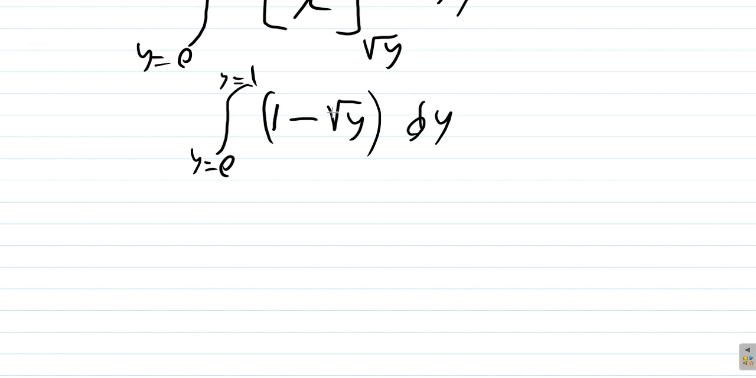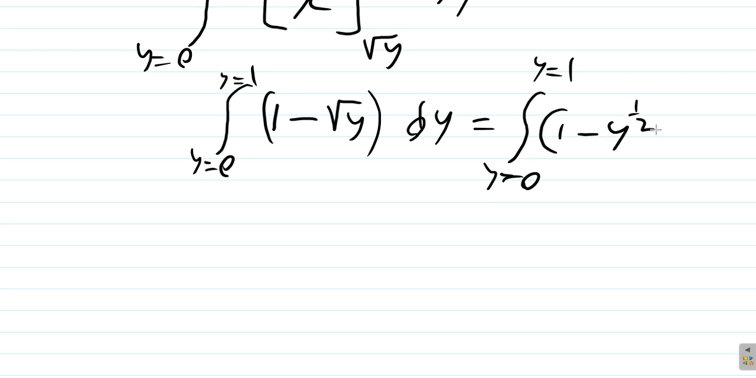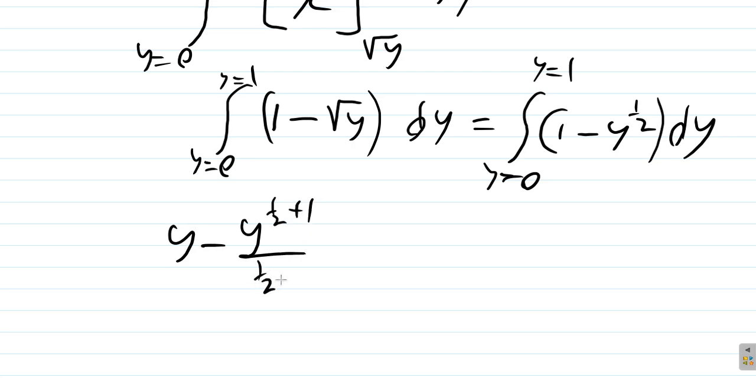Now, let me rewrite it. We're integrating from y equals 0 to y equals 1, 1 minus y to the half dy. Because we're looking at y raised to the power of a half and using the power rule, this becomes y minus y to the half plus 1 over half plus 1, using the power rule, from 0 to 1. Alright?